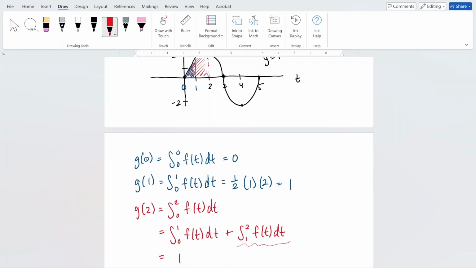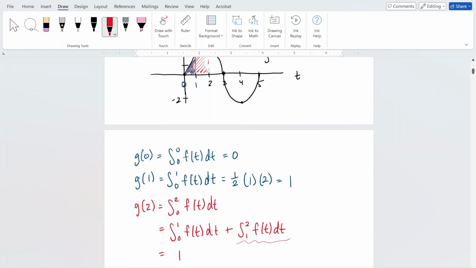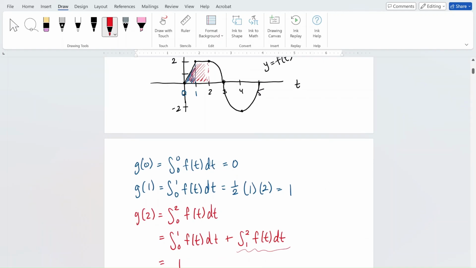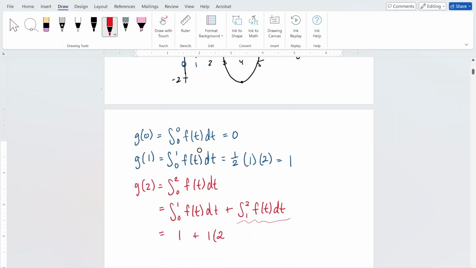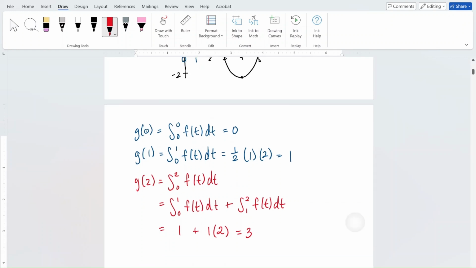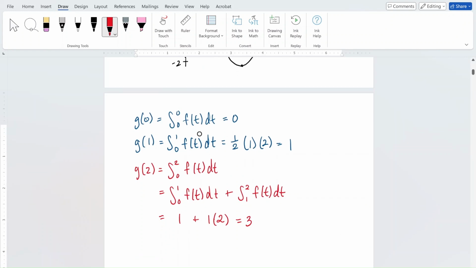Now over here, notice the shape from 1 to 2. That's just a rectangle. So the base is 1, and the height of that rectangle is 2. So it's essentially 1 plus 1 times 2, which is 3. So we're just seeing it as the area of a triangle and the area of a rectangle. And I can continue this process.